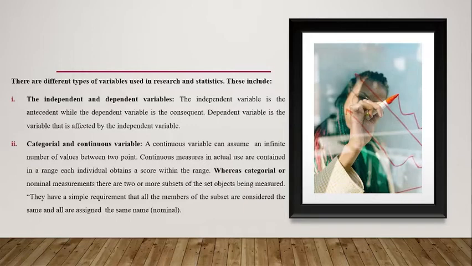The continuous and categorical variables are most commonly used in research. The categorical variables are those which do not have any range or order. They just consist of simple categories. While the continuous variables are those which have an order and a range.